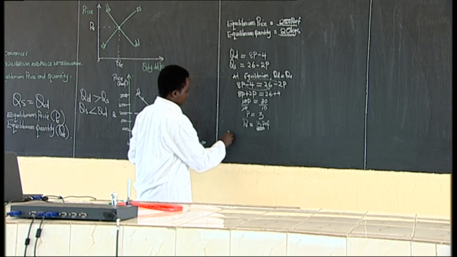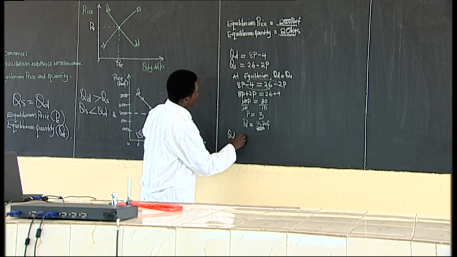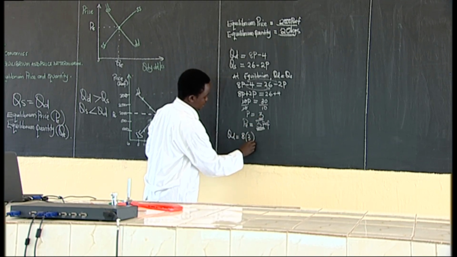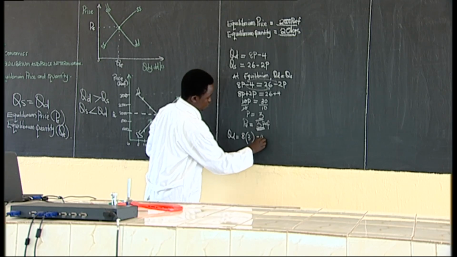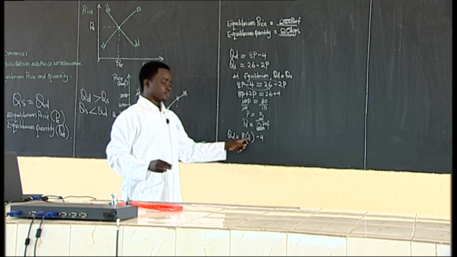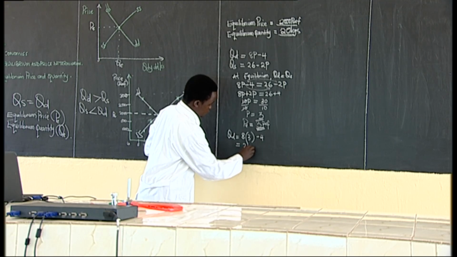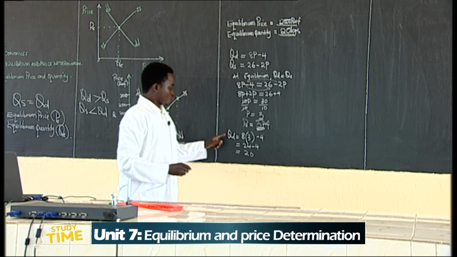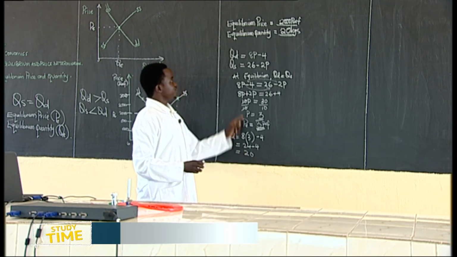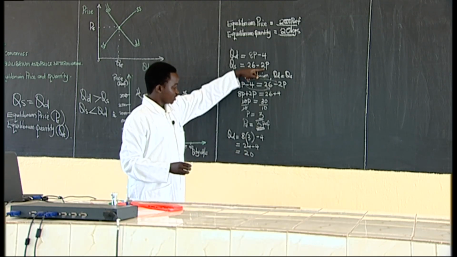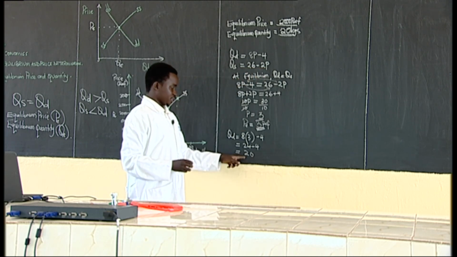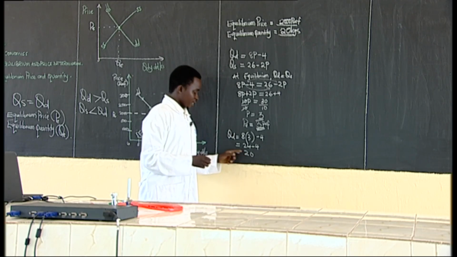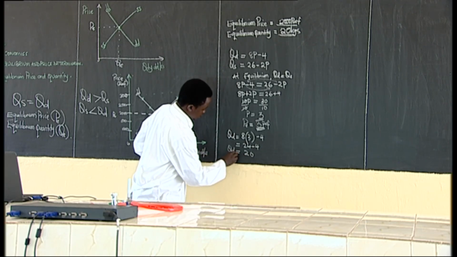For example, using quantity demanded equal to 8 times the value of P, where the value of P is 3, then minus 4. 8 times 3 gives you 24. When you subtract 4, you remain with 20. So quantity demanded is 20. Even if you substitute here the value of P, you will still get 20, because at equilibrium, quantity demanded is equal to quantity supplied. So this is our quantity demanded.